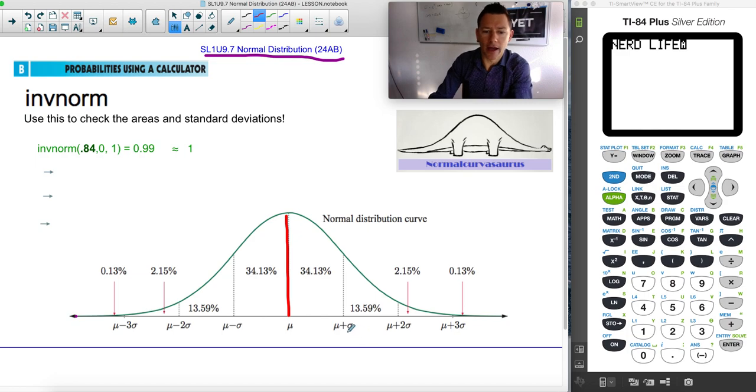Now we want to work with not just integer multiples of the standard deviation above and below the mean. We also want to work with little bits of a standard deviation. So what about 0.5 of a standard deviation? Well, that would be here. It's not half of 34. It's going to be more, and we're going to figure out some tricks on how to do that.